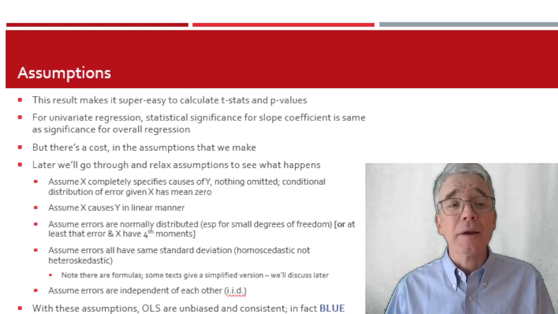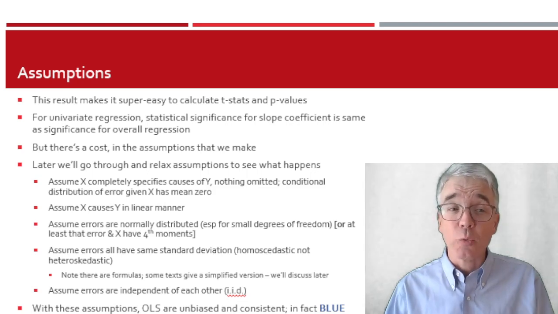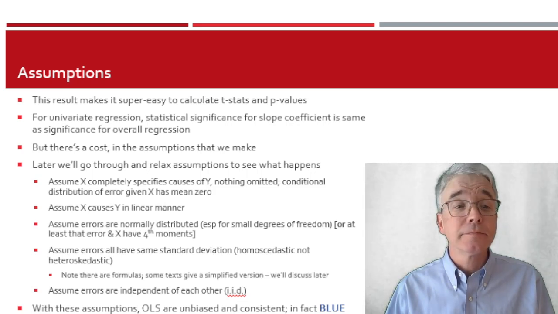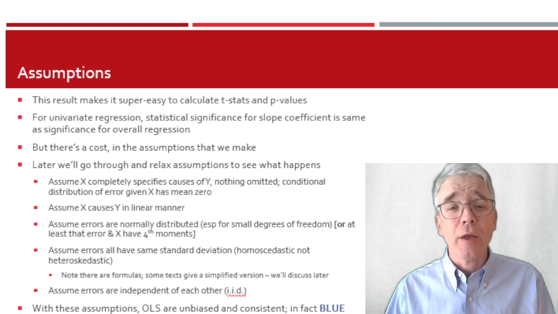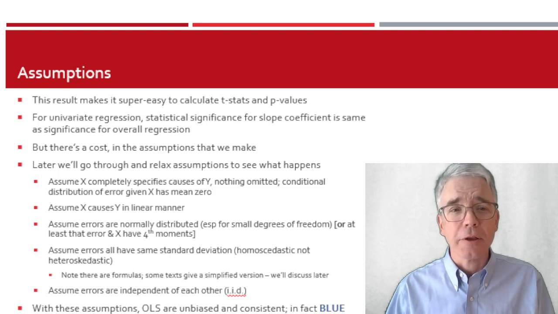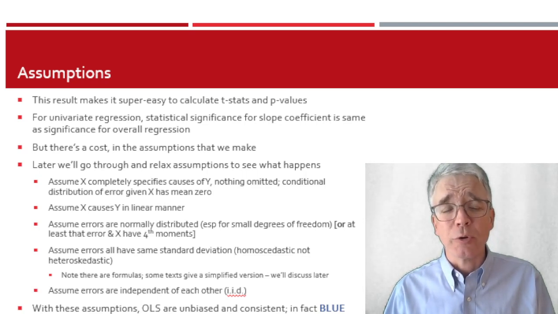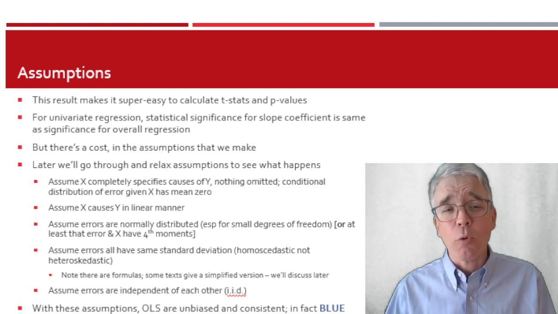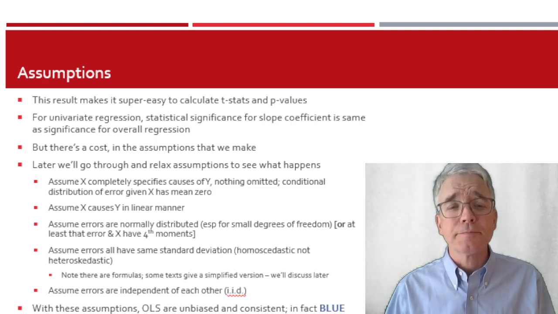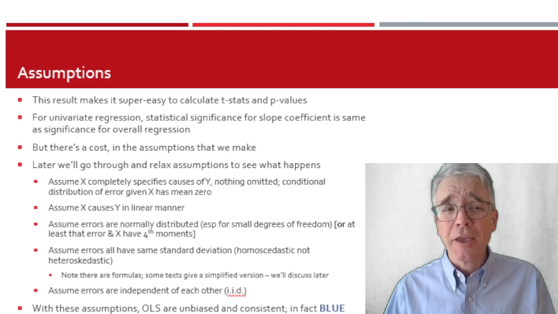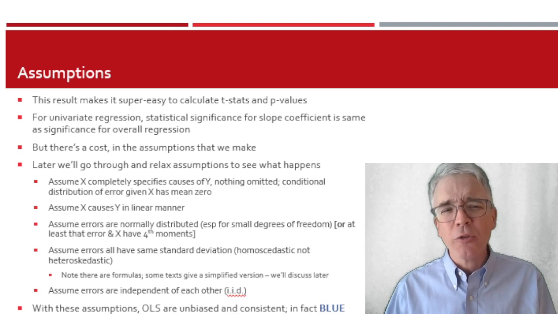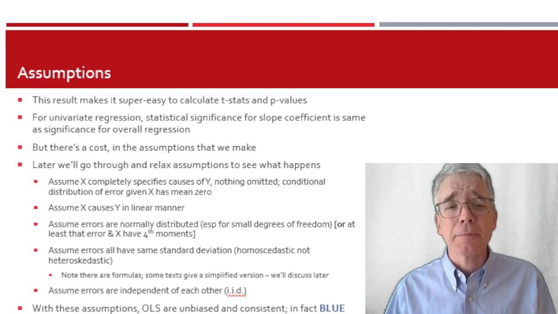Now we also have to worry, might there be some reverse causation? Is there a reason to think that Y is going to cause X? We also assume that X causes Y in a linear manner, which is why we're drawing a line. A line is linear. We also assume the errors are normally distributed, which is especially crucial for cases where we have small degrees of freedom, not many observations. If we have more, then we can get away with a little looser restrictions. Then we assume the error in the X variables have fourth moments defined. That's pretty typically true, although sometimes in finance you might worry about that sort of thing.